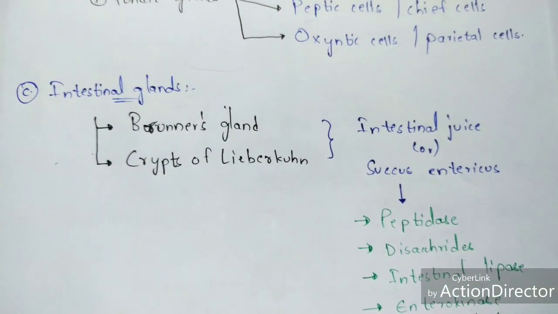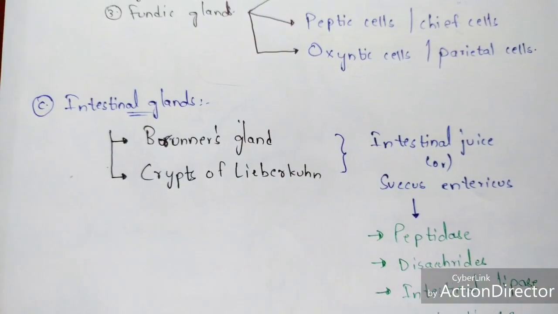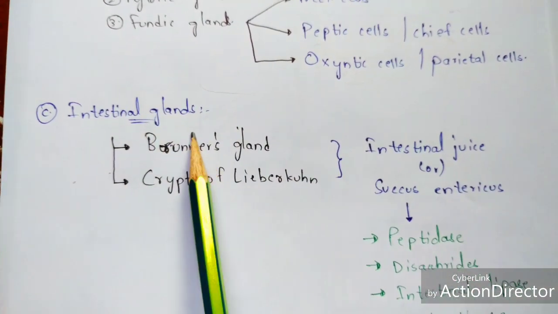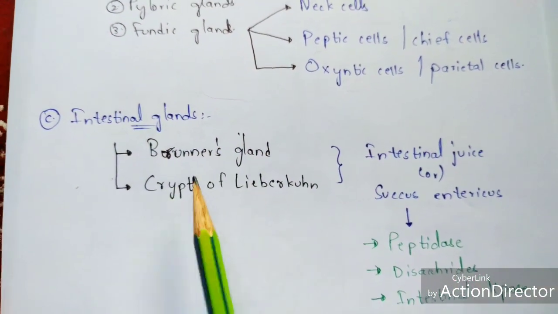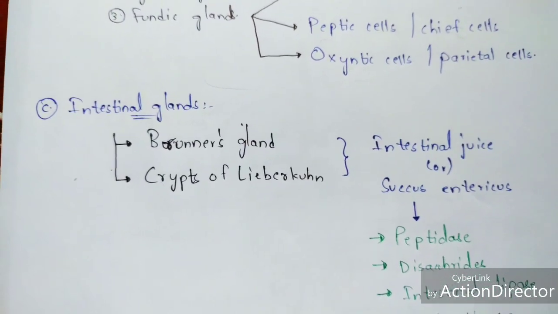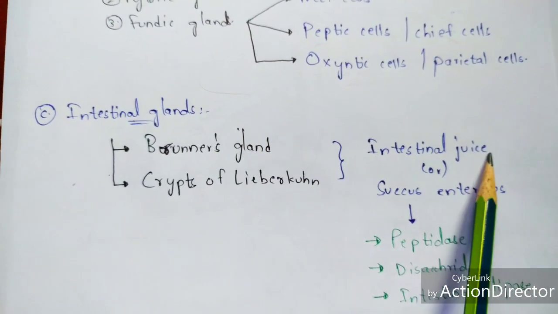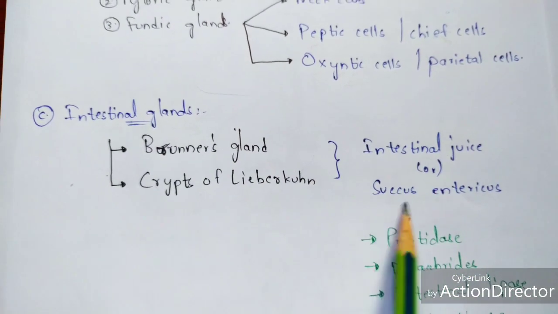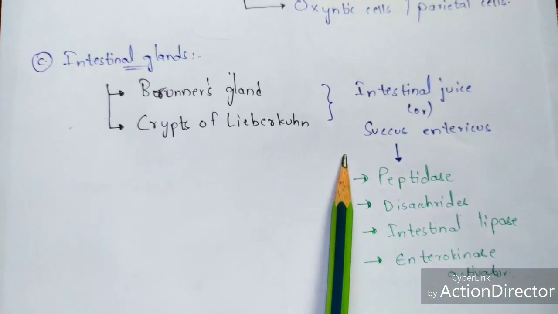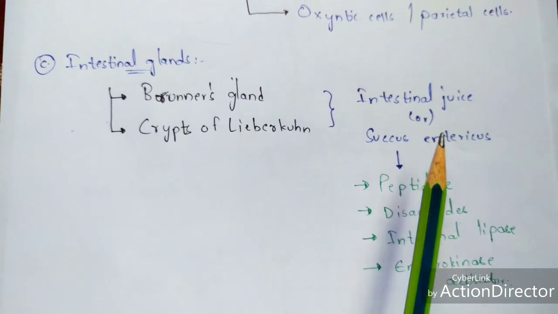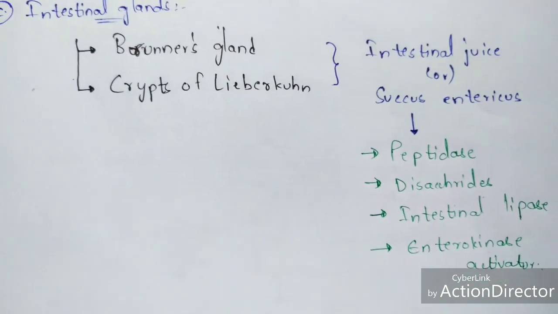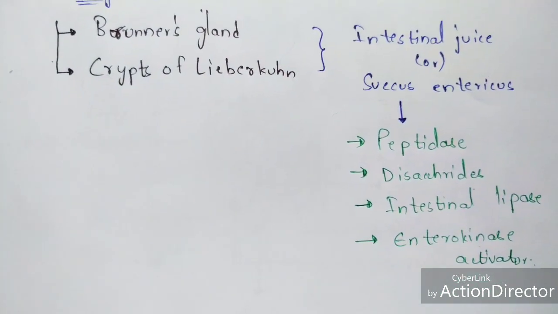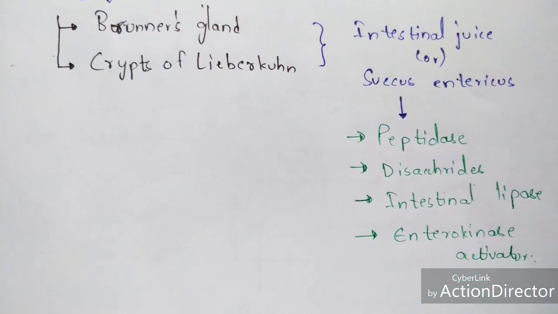And next, coming to the intestinal glands. Normally these intestinal glands are of two types: Brunner's glands and crypts of Lieberkühn. Together they help in the secretion of intestinal juice as well as the succus entericus. Normally the succus entericus contains enzymes called peptidases, disaccharidases, intestinal lipase, and enterokinase activator.